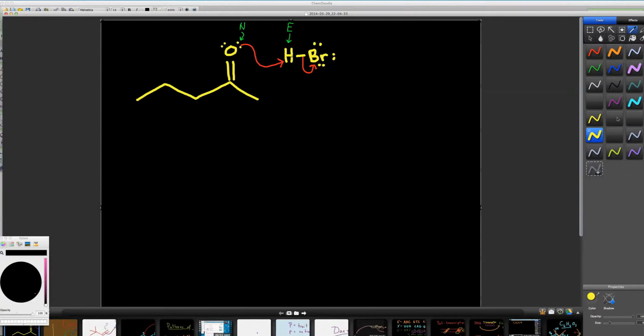And so when this step is concluded, I now have an activated carbonyl carbon as a result of protonating an oxygen atom. And of course, by induction, we're going to withdraw a significant amount of electron density from this bond. Now we also have Br minus that's left in solution.